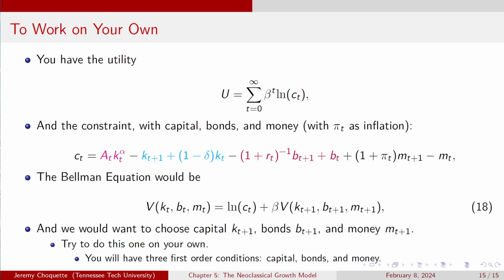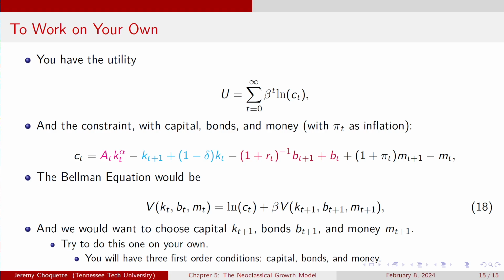So here's what I want you to work on your own. And this isn't for a grade or anything like that. It's just something to give you a little extra practice. You've got the utility, natural log of C_t, and you have a constraint with capital, bonds, and money, with pi_t as the rate of inflation. The Bellman equation here would be V of K_t, B_t, and M_t equals the natural log of C_t plus beta times V of K_{t+1}, B_{t+1}, and M_{t+1}.